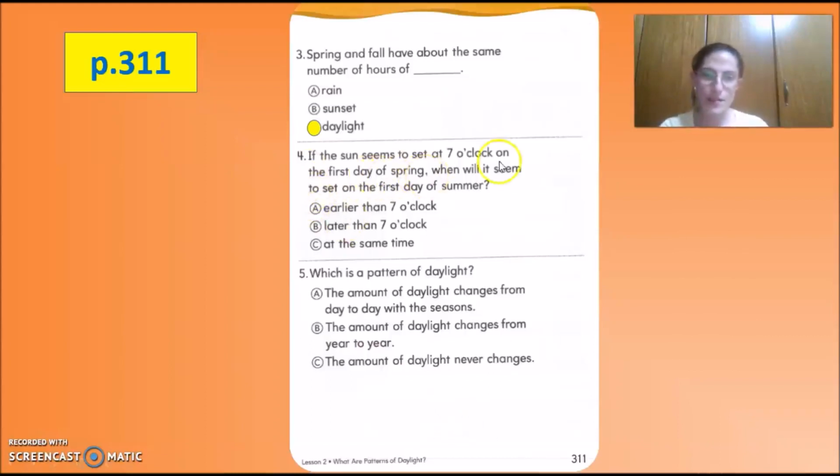Now, number 4. If the sun seems to set at 7 o'clock on the first day of spring, when will it seem to set on the first day of summer? A, earlier than 7 o'clock. B, later than 7 o'clock. C, at the same time.